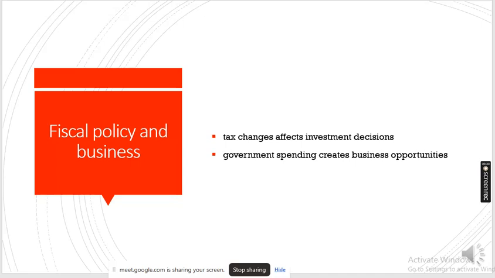Fiscal policy and the business. So how does fiscal policy and the business work hand in hand? You should know that when tax rates change, investment decisions are also affected. When the tax rates are high, people may not invest.